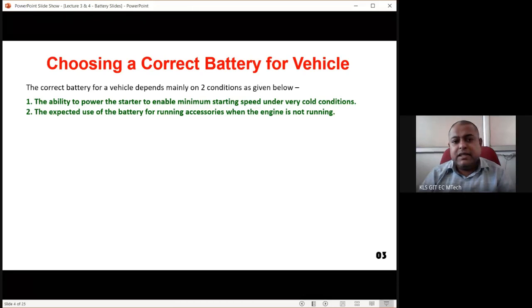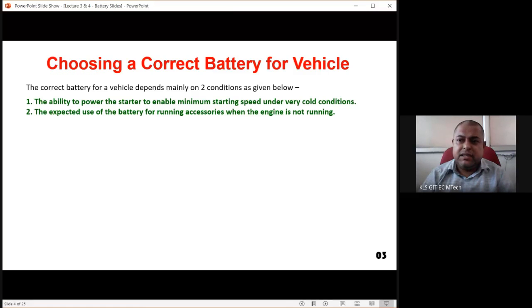So what are the correct parameters for choosing a correct battery for any vehicle? The first is the ability to power the starter to enable minimum starting speed under very cold condition. So even if the ambient temperature is very cold, the battery should still be able to supply the starter, so that the starter can start the car or vehicle with minimum starting speed.